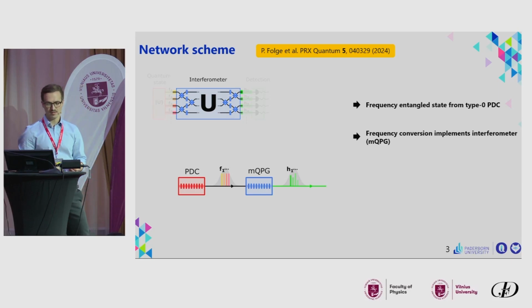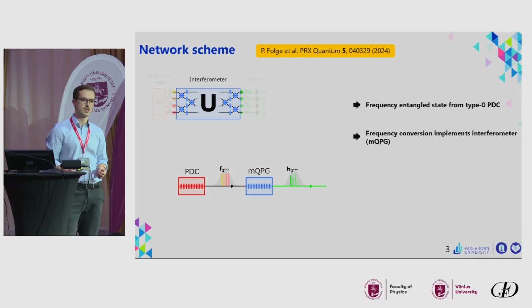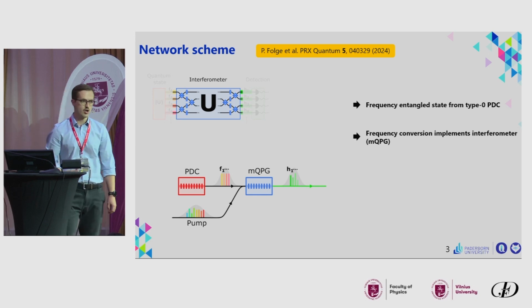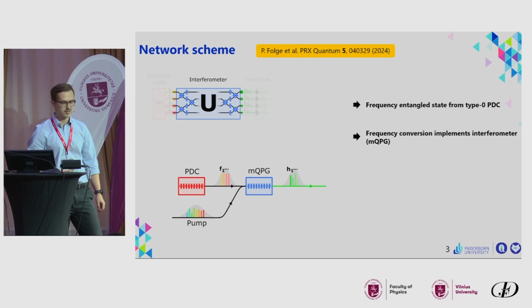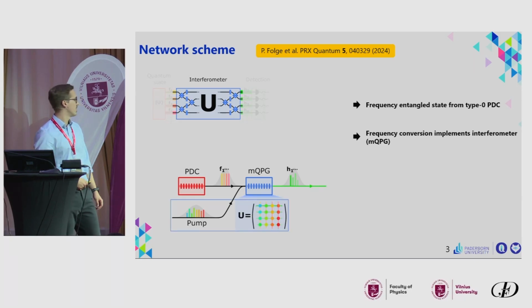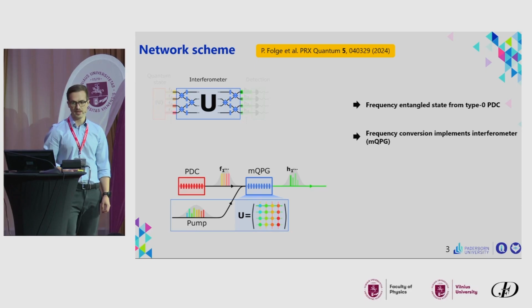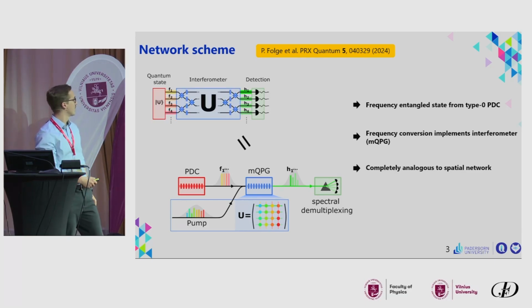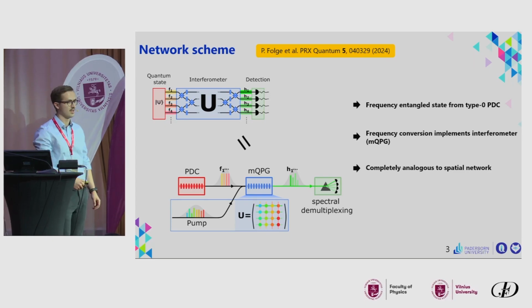Then at the heart of our scheme is this so-called MQPG, which is a specifically designed frequency conversion process, which we use to implement the interferometer. It can do this because it can map a set of input frequency bins to a set of output frequency bins. And the cool thing is that by changing the pump field, which drives this frequency conversion, we can change how this connection between input and output is happening. So by changing this, we can change what kind of interferometer we want to implement. Then in the end, we have to do spectral demultiplexing to separate all the frequency bins and to detect them. In completeness, this is then completely analogous to the spatial encoding depicted above.